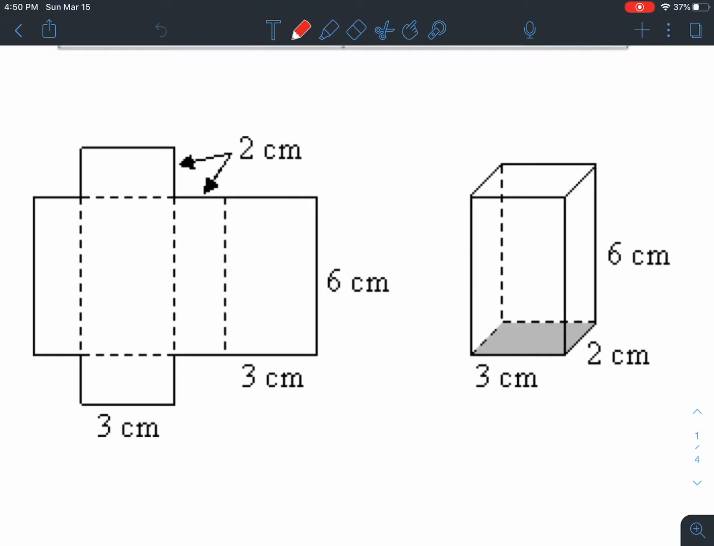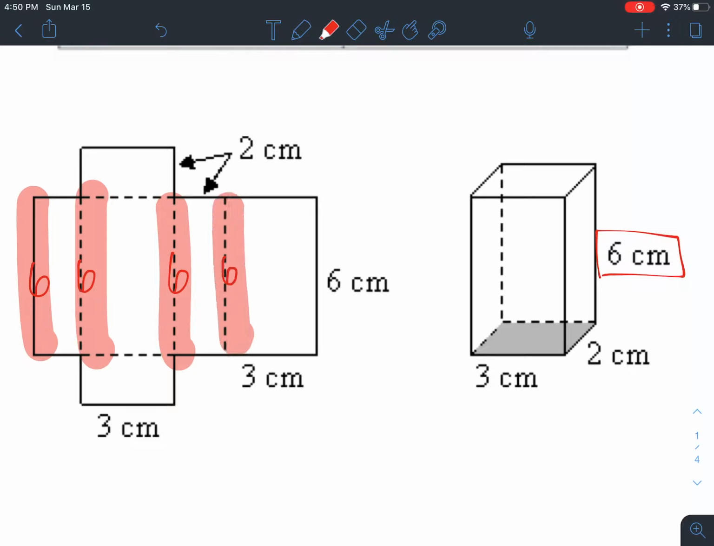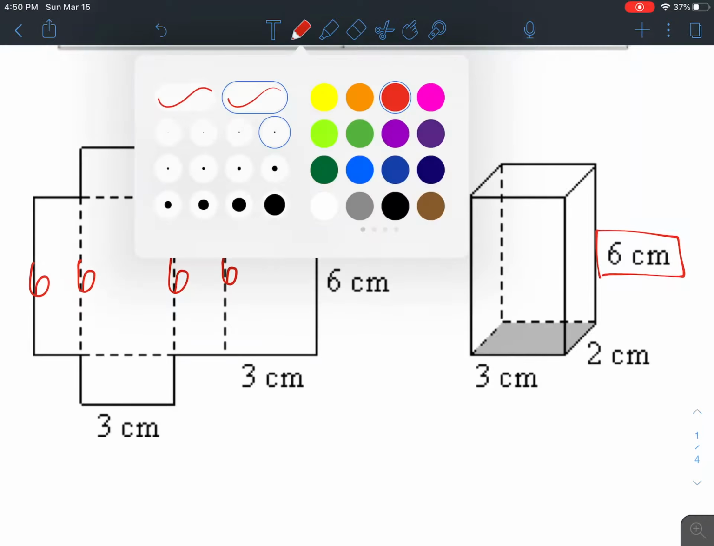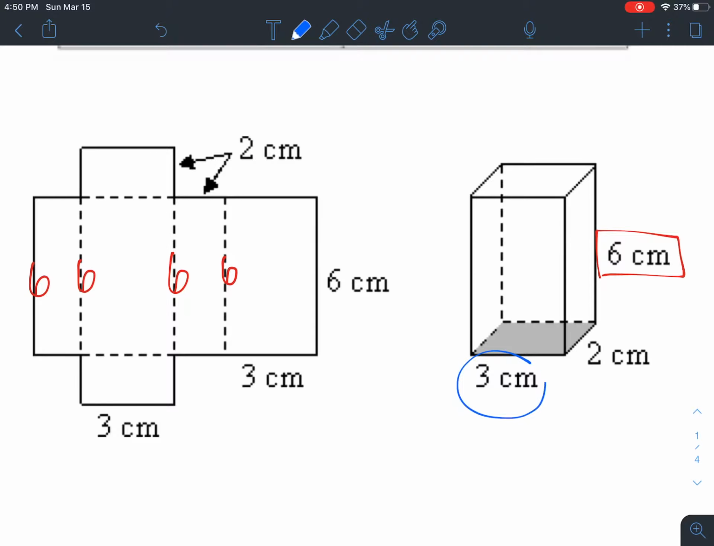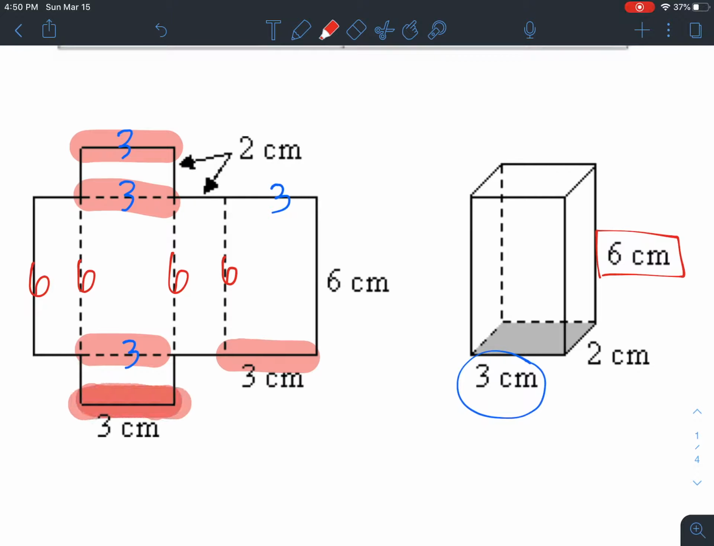And then to label them, we're going to take whatever the biggest number is and go throughout the middle here, because these would all be the same length. And then the next biggest number, so in this case 3, is going to be all of these, because these would all be the same length. If I were to fold this up, this side and this side would end up coming together, so they'd have to be the same length.